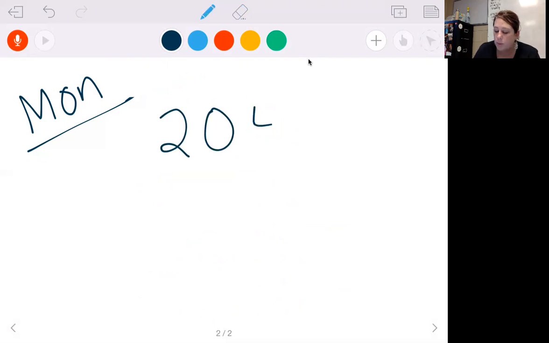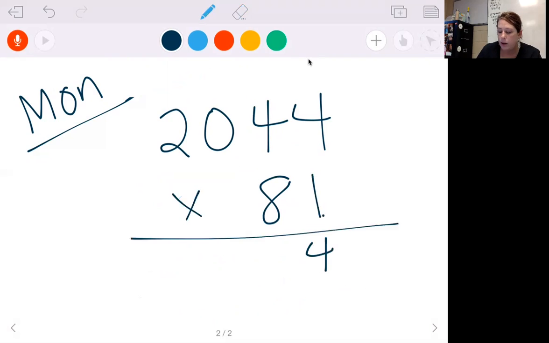Okay, let's do 1 times 4 is 4. Again, 1 times 0 is 0, and 1 times 2 is 2. Okay, I'm going to put my placeholder 0.